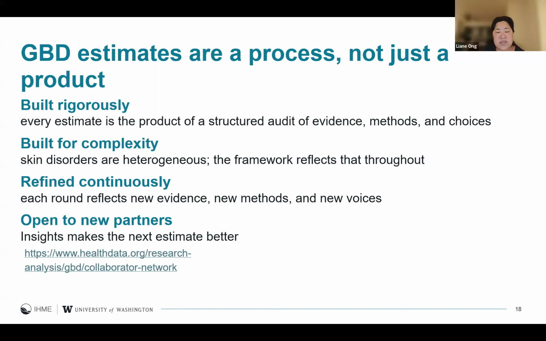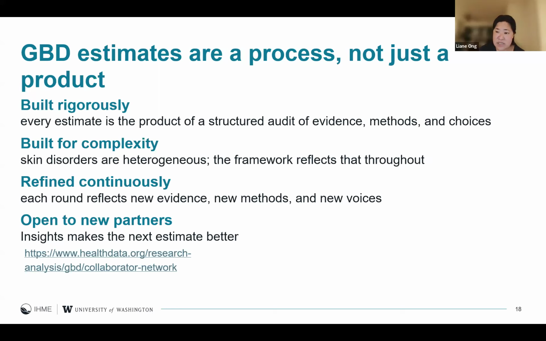So just to summarize, I just want to re-emphasize that GBD estimates are a process, not just a product. These estimates are built rigorously. We have critically thought about many, many dimensions, and I don't want to say that we've thought about every single dimension, but we try. But it is the product of a really thoughtful, critical, structured audit of the evidence, methods, and choices. The GBD framework is built for complexity.